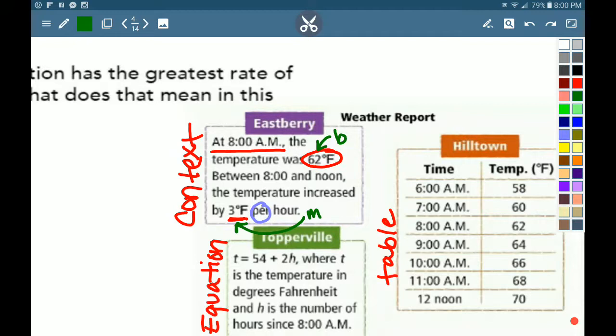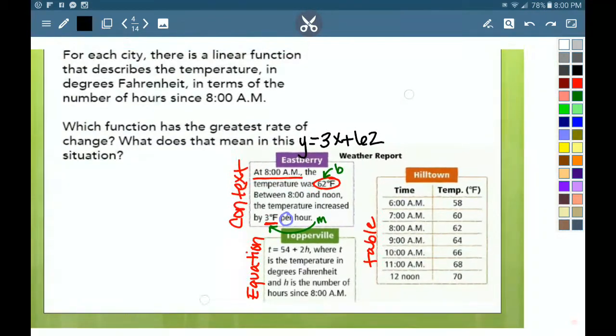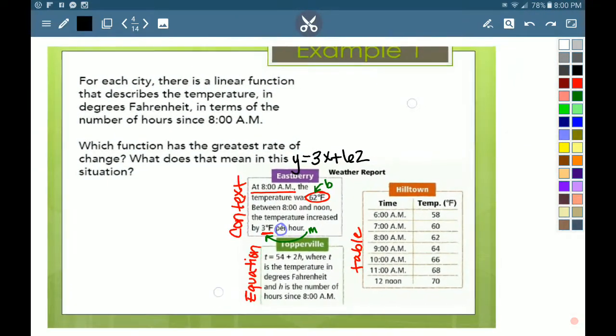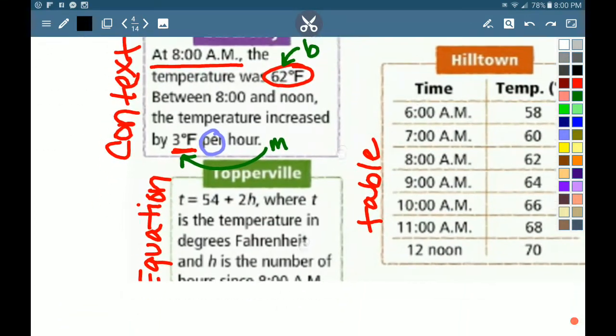I can even create an equation if I wanted to and write it right next to Eastbury's sign here. It should be y equals 3x plus 62. I usually make an equation just so that I can see the slope and the y-intercept next to each other, but you don't have to create the equation in order to compare. So let's take a look at Topperville now.